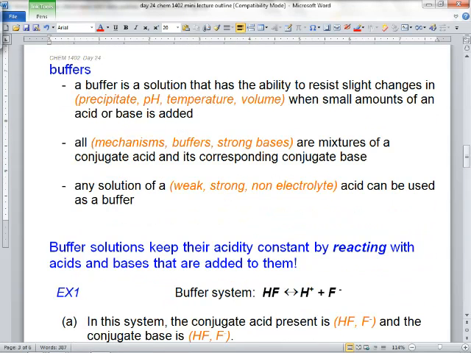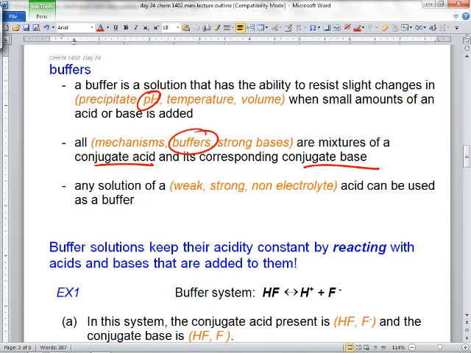Buffers. Still a common ion effect, but it's all over the place and highly applicable. Commercial products, what's going on inside your body, everything. A buffer is a solution that has the ability to resist, although slight, changes in pH. Okay, when we add some acid or base, the pH really doesn't change. Even though you add some strong acid, the pH really doesn't change. Vanessa, all blank are mixtures of a conjugate acid and its conjugate base. All buffers are.